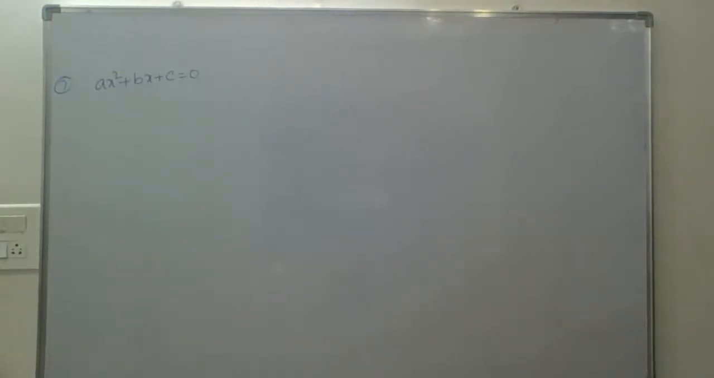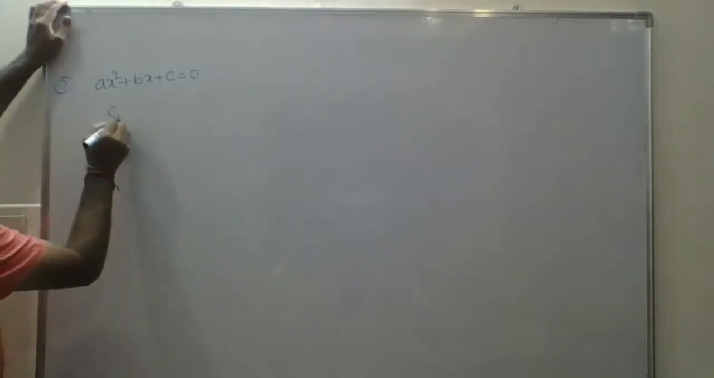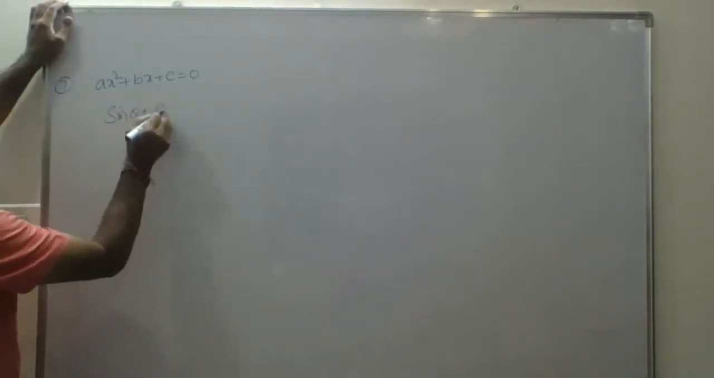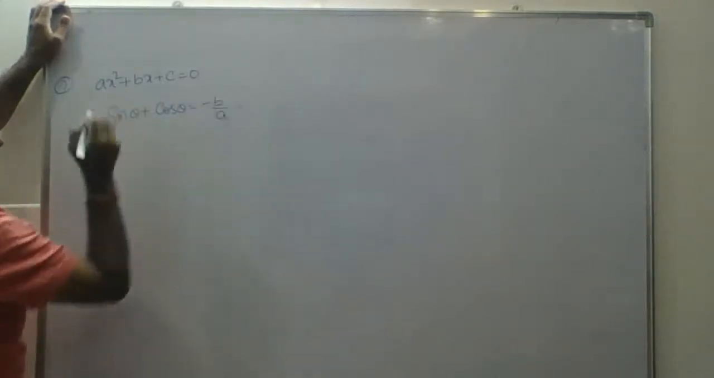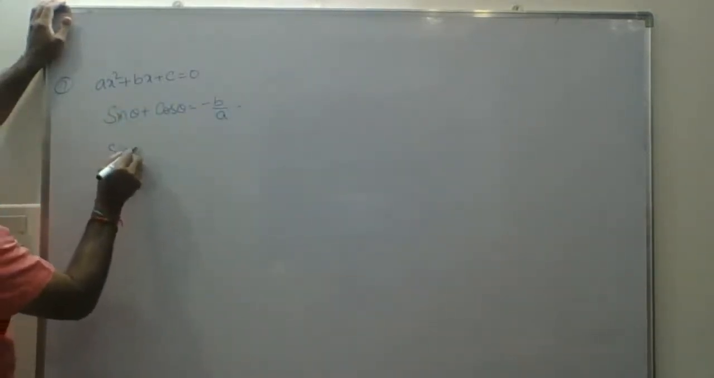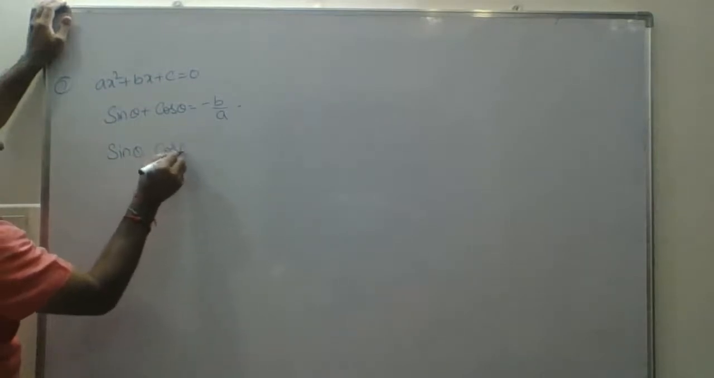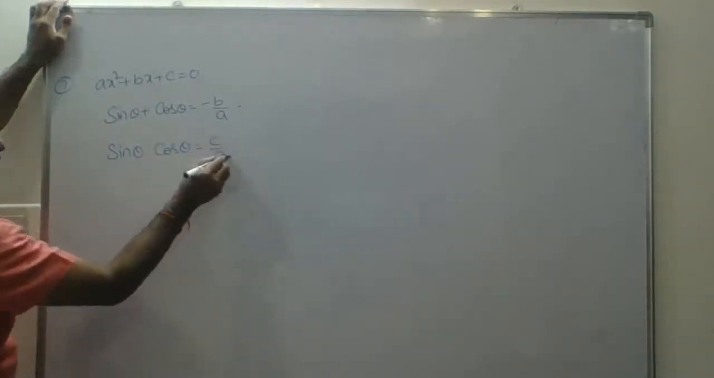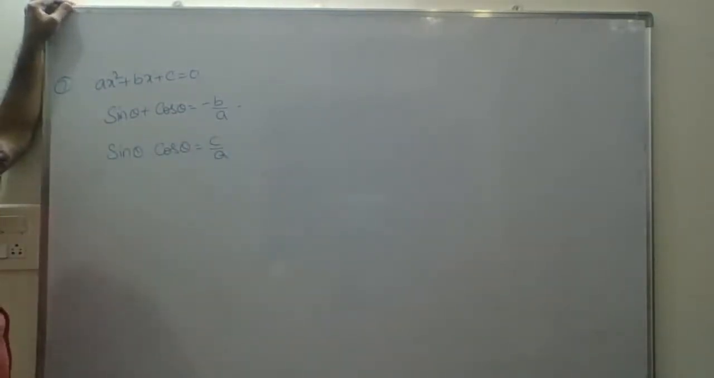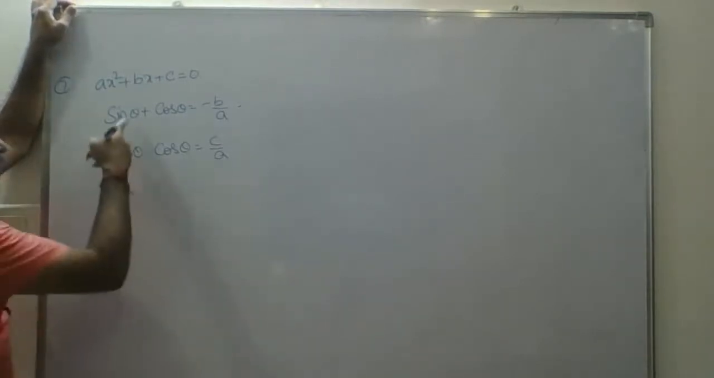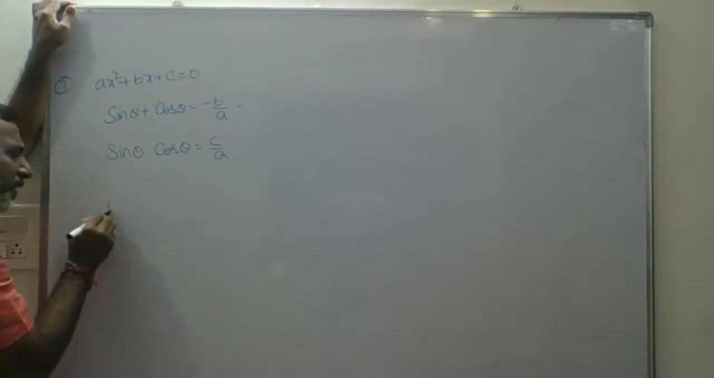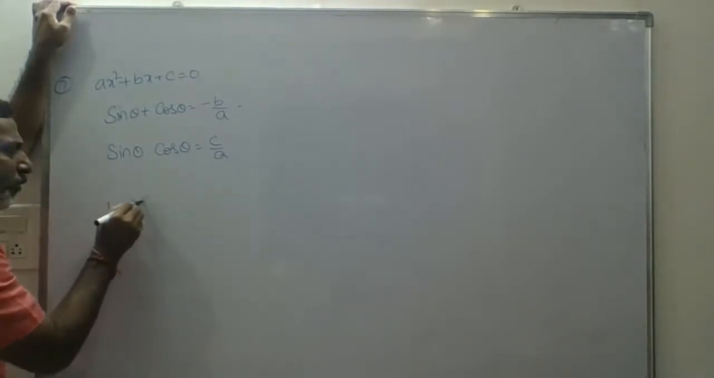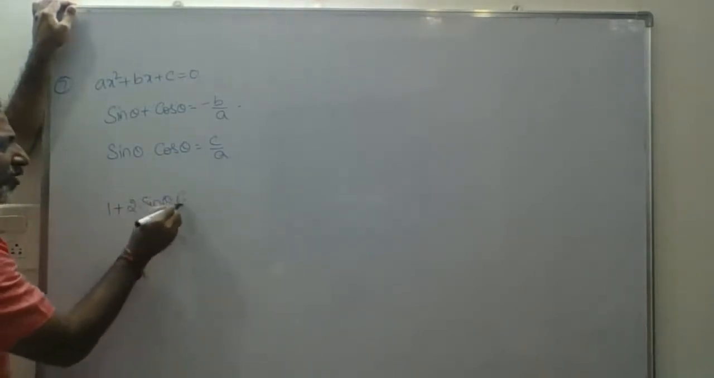సైన్ థీటా కాస్ థీటా. వాట్ ఈస్ సమ్ ఆఫ్ ద రూట్స్ చెప్పండి? సైన్ థీటా ప్లస్ కాస్ థీటా is equal to మైనస్ బి బై ఏ. sin theta into cos theta is equal to c by a. అంతే కదా, సమ్ ఆఫ్ ద రూట్స్, ప్రొడక్ట్. ఫస్ట్ దాన్ని స్క్వేరింగ్ ఆన్ బోత్ ద సైడ్స్ చేస్తే sin స్క్వేర్ థీటా ప్లస్ cos స్క్వేర్ థీటా 1 ప్లస్ 2 sin థీటా cos థీటా.